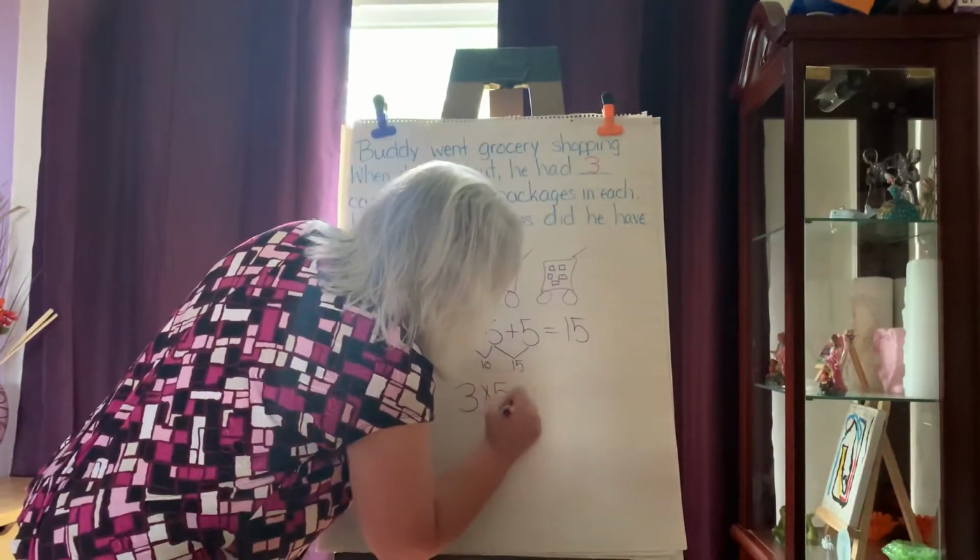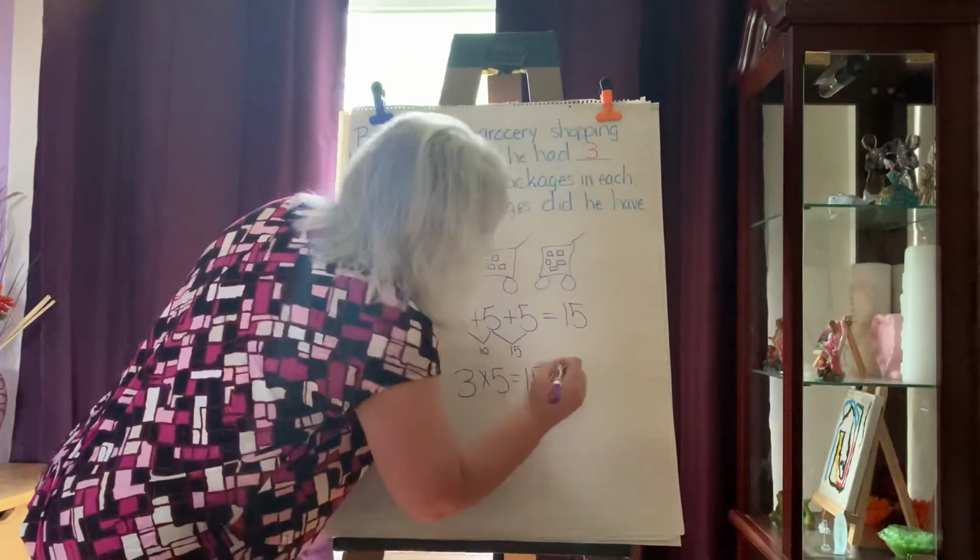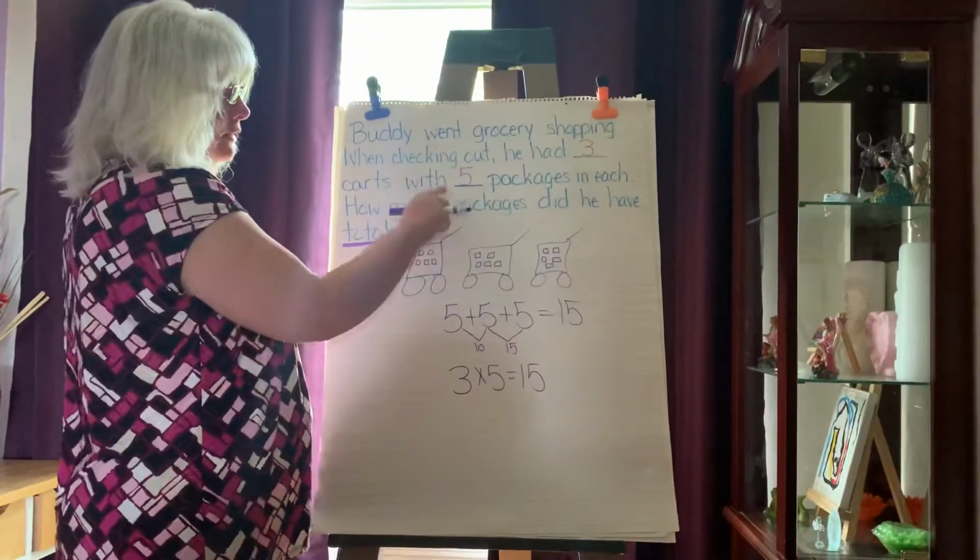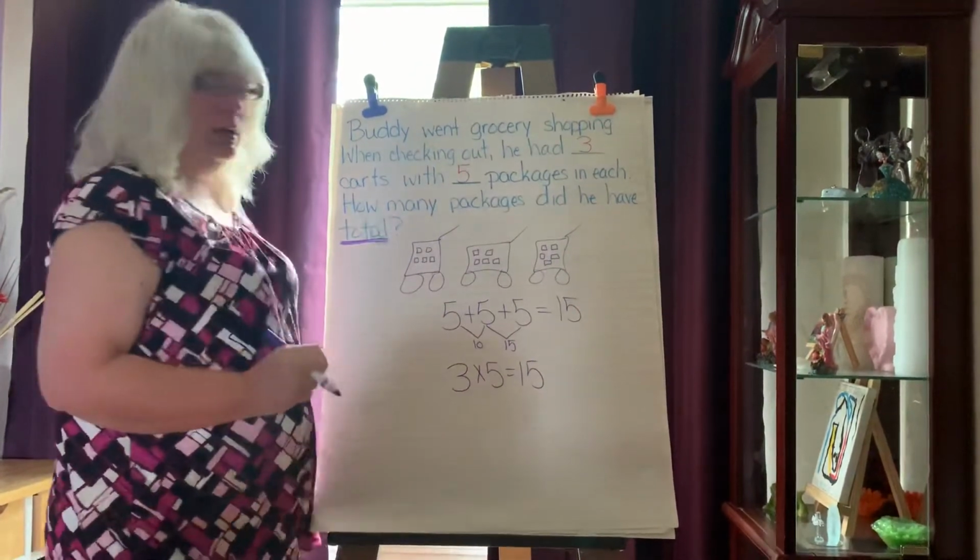And your multiplication sentence is going to look like this. 3 times 5 equals 15. There are 3 carts, 5 packages in each. That equals 15.